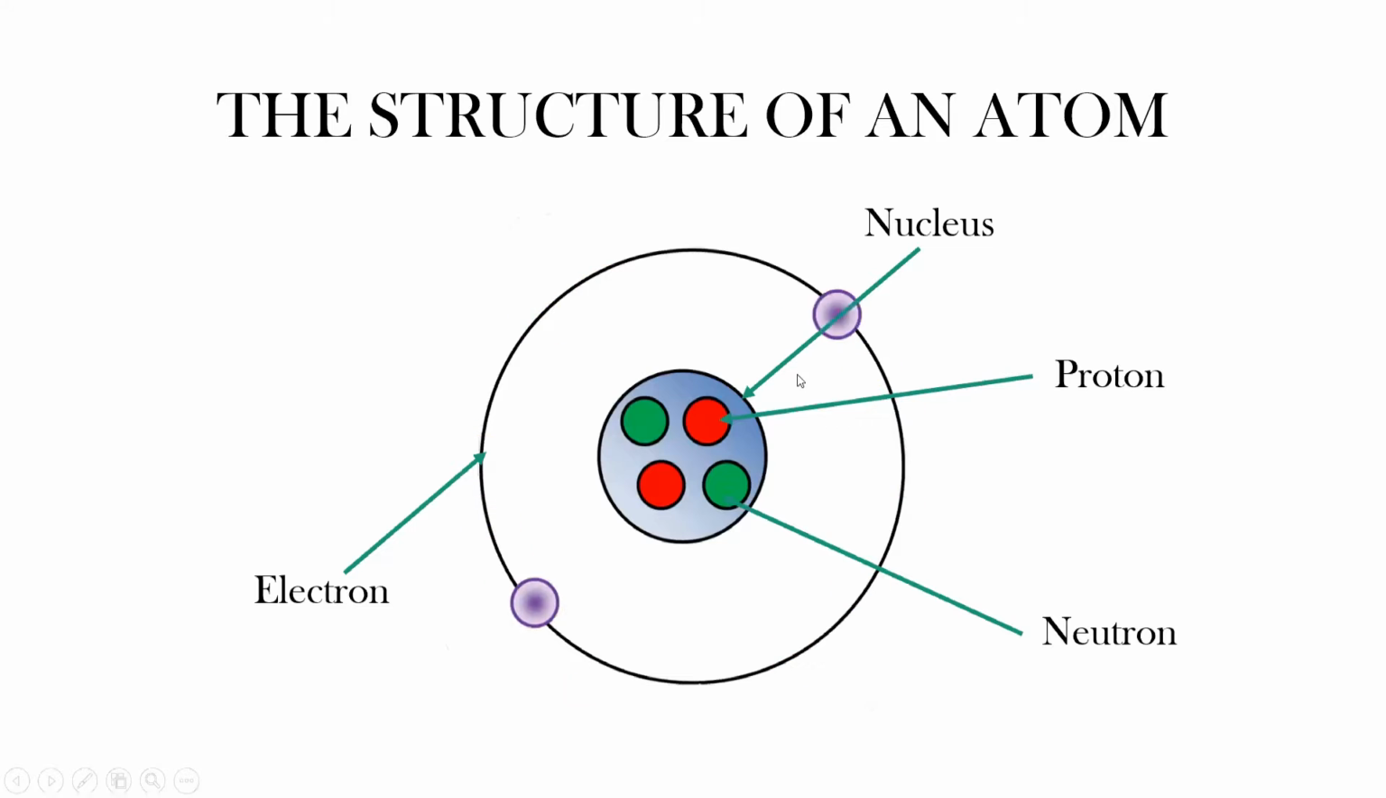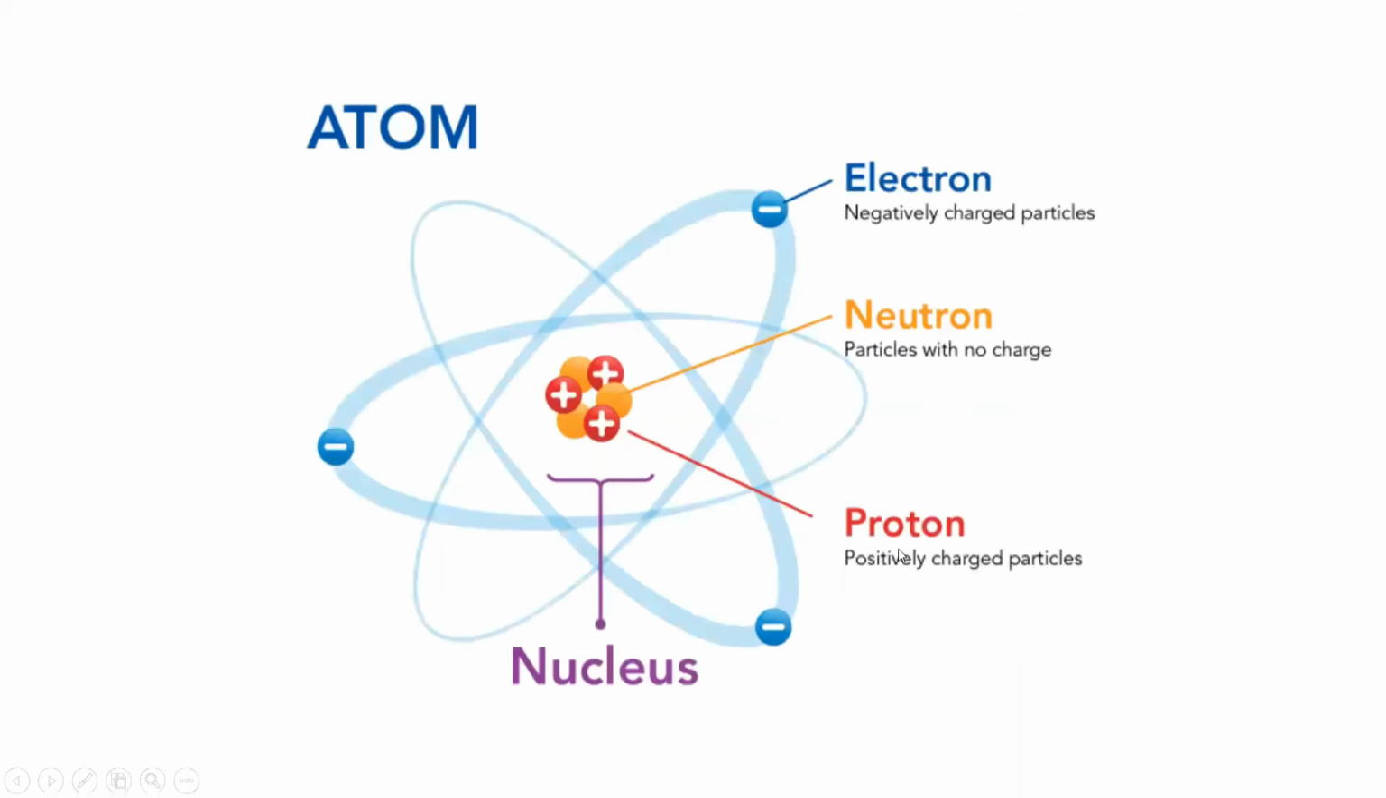As you can see in the diagram, the nucleus consists of proton and neutron, and electrons are moving around the nucleus. The electron is the negatively charged particle, while proton is the positively charged particle. However, neutron has no charge.